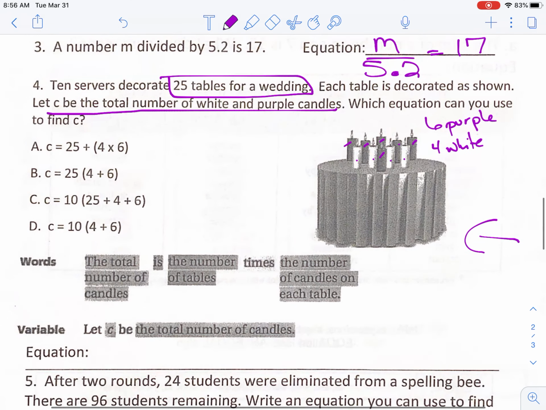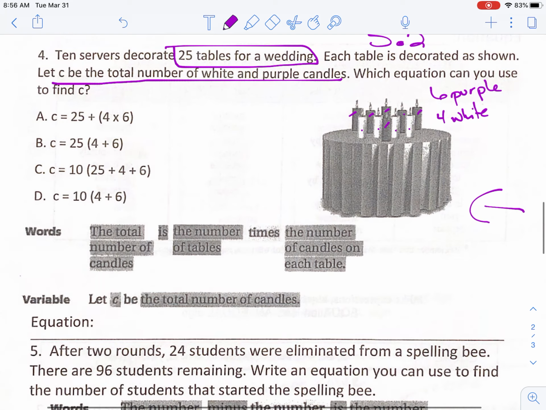Okay, so we're going to say C equals, here are the words down here. The total number of candles, we can write as a C, because it tells us, let C equal the total number of candles, is the number of tables. How many tables do we have? There are 25 identical tables. And there's 25 tables, and there's 10 candles per cake.